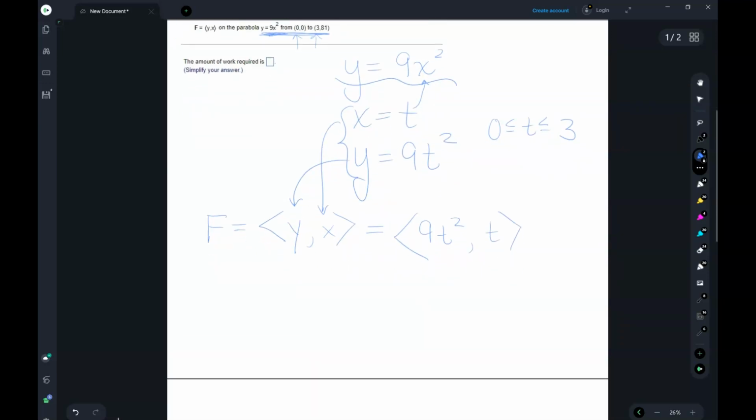And then finally, to get the amount of work required, we need to integrate with respect to t, F, our force field, dotted with r prime of t, where r of t is this parameterization that we just got here. r of t is t i plus 9t squared j. That's just what we got for the x and the y from the curve. So we've got two vectors in terms of t.